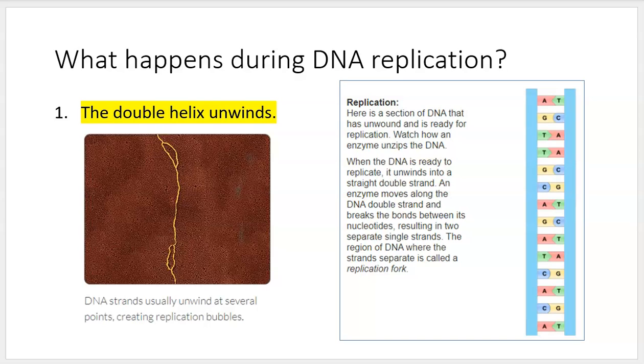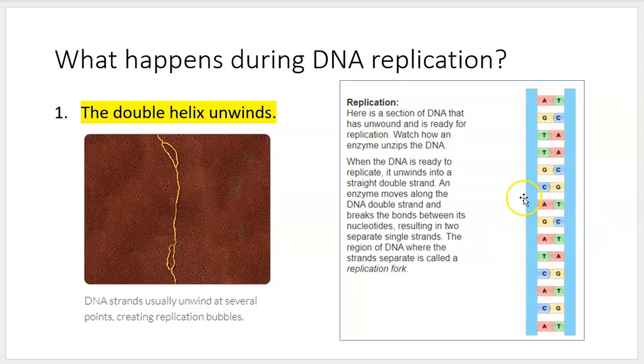So you would have a normal ladder, right? Two rungs of the ladder. So what happens during DNA replication? Number one, the double helix unwinds. DNA strands usually unwind at several points, creating what we call replication bubbles. So you can see the DNA is unwound here, and the DNA is unwound right there as well. It's all wound up here because you can only see one line, but when it's unwinding, you can see one side of the ladder and the other side of the ladder.